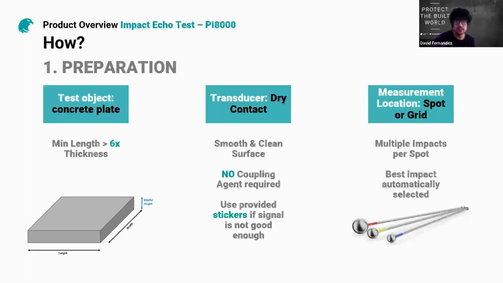There are some limitations of this system. The first one is that you need to test over a concrete plate. What I mean with that is that the minimum length has to be at least 6 times the thickness of the element. That means that you need to test this kind of slabs or walls, as I was showing in the previous two slides. And this is because if you are testing very near the boundaries, very near the edges or the sides of the element, you may have some boundary effects because you may get some reflection from the sides, and sometimes it's complicated to understand completely the signal.